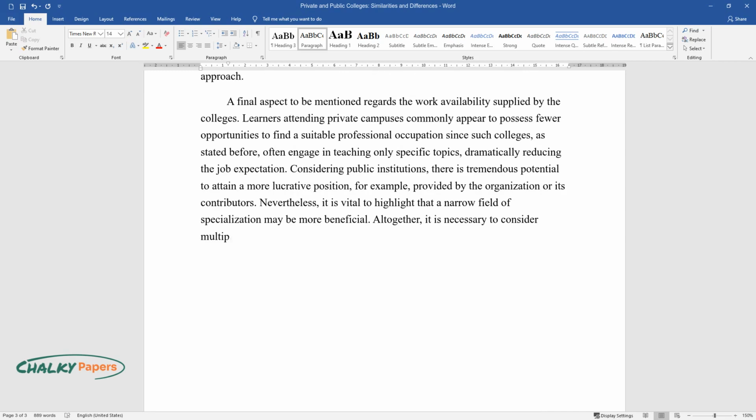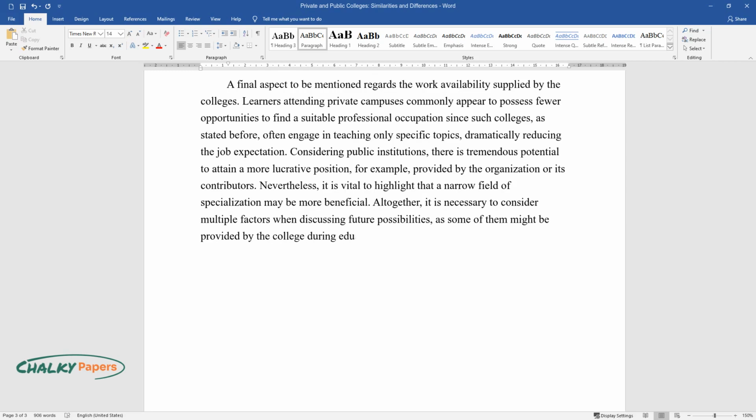Altogether, it is necessary to consider multiple factors when discussing future possibilities, as some of them might be provided by the college during education.